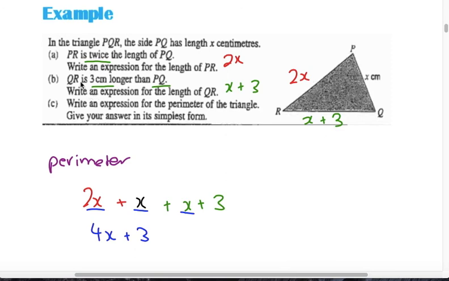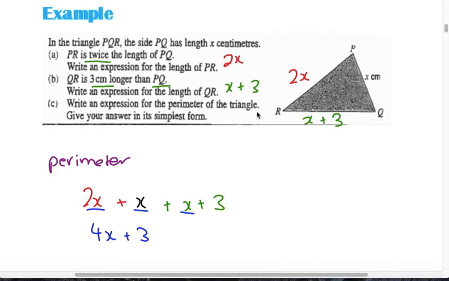B, QR is 3 centimetres longer, not 3 times as long, but 3 centimetres extra than PQ. PQ is x, so this one must be x plus 3, because 3 centimetres longer, not 3 times as long. So it's not 3x, it's x plus 3. Write an expression for QR. We just did it then, x plus 3.